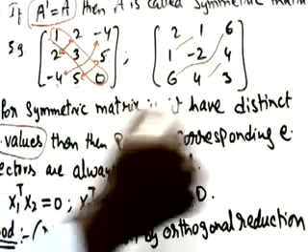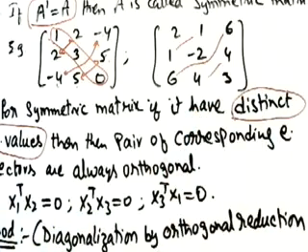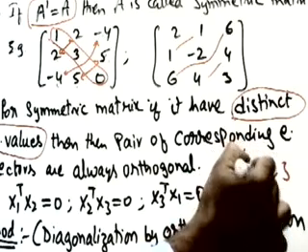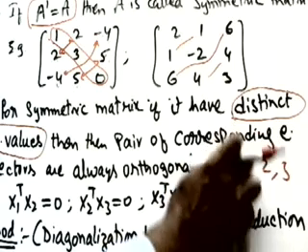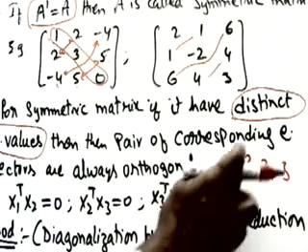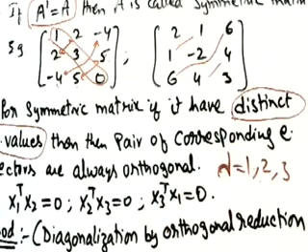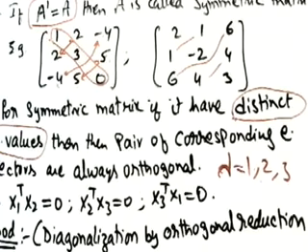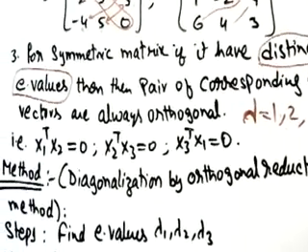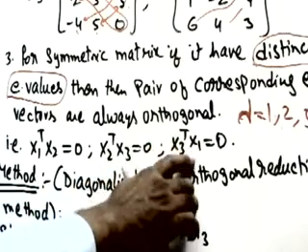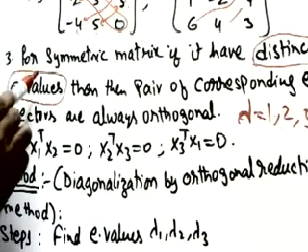If it has distinct eigenvalues, meaning different eigenvalues, that is all the values of lambda are different, suppose 1, 2, 3 or 4, 2, 3. If we get any two values equal, then the method will be changed. If we have all different values, then all the corresponding eigenvectors will always be pairwise orthogonal. That is, if you multiply x1 transpose into x2 or x2 transpose into x3 or x3 transpose into x1, you will always get 0.